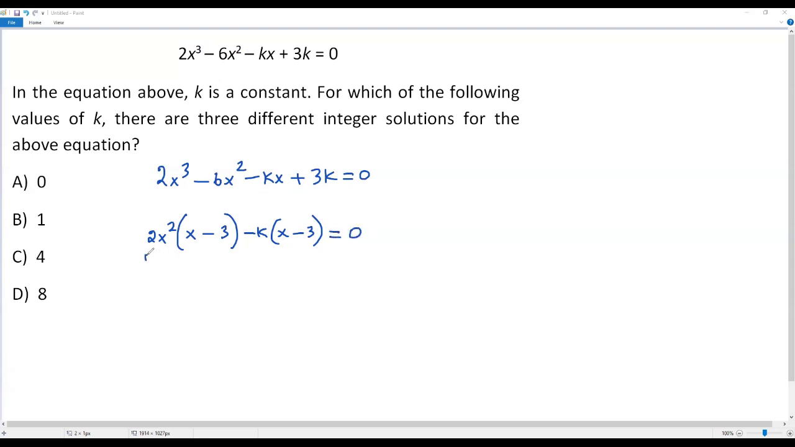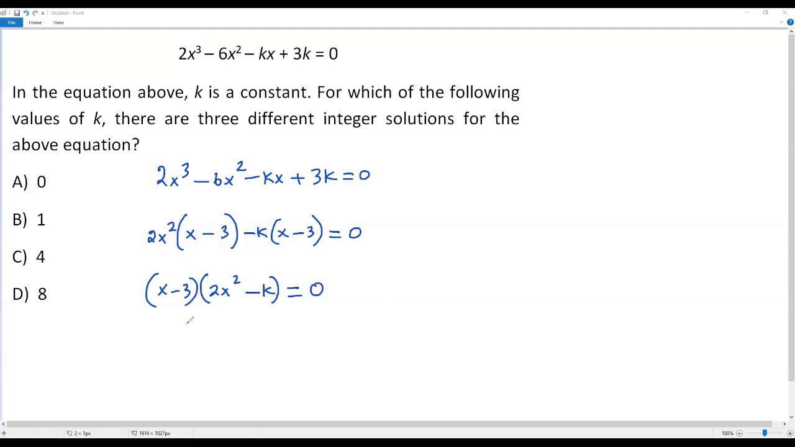Okay, now the greatest common divisor for these two terms is clearly x minus 3. So we can factor x minus 3 out. When x minus 3 is factored out, we are left with 2x squared in the first term and negative k in the second term. So we get (x minus 3) times (2x squared minus k) equals 0.